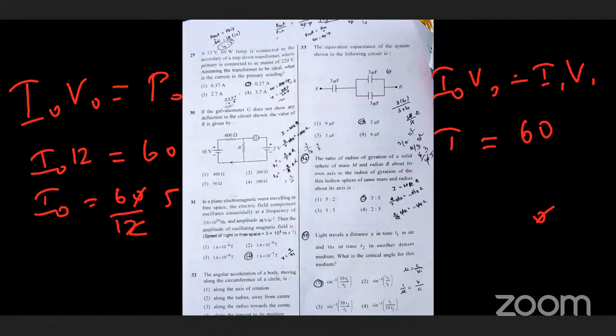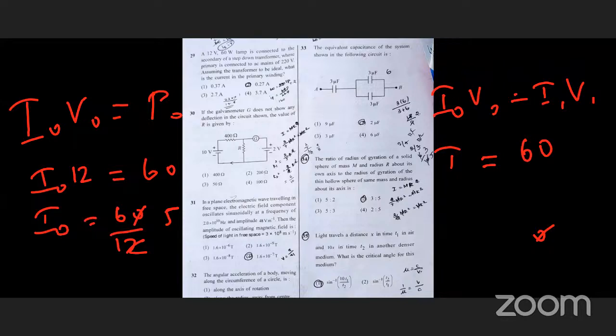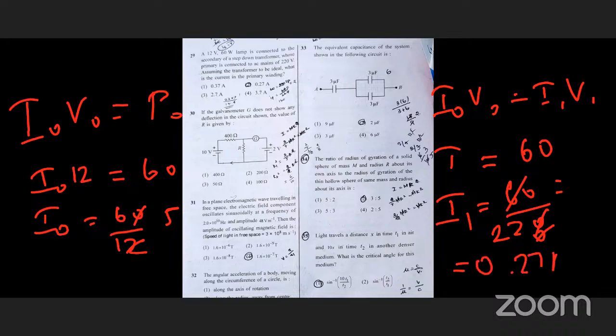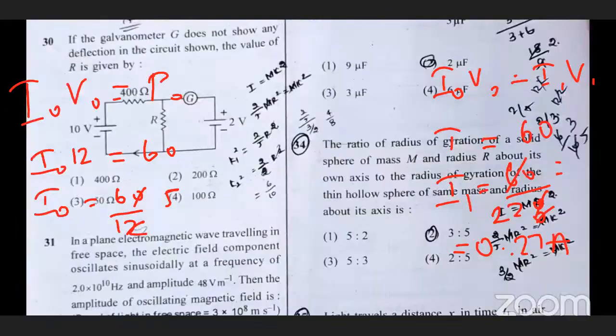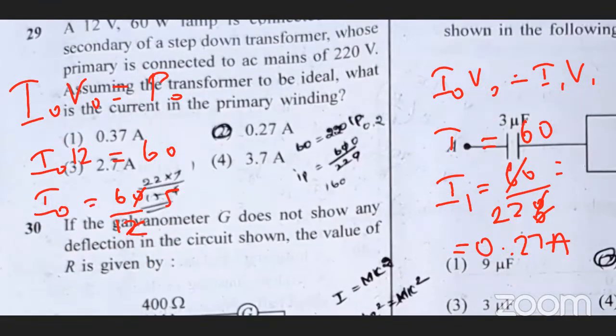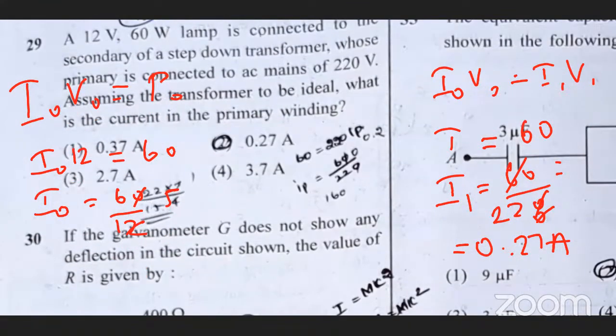So the input current is equal to 60 by 220. We cancel this for getting 0.27 ampere. So the answer for this is 0.27 ampere. Option number 2 is the right answer.